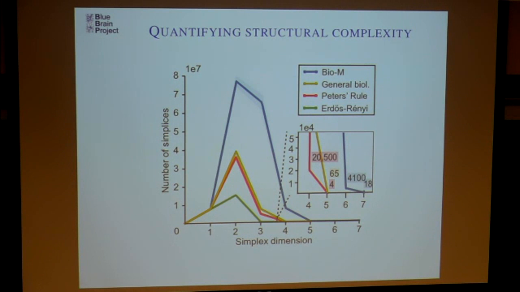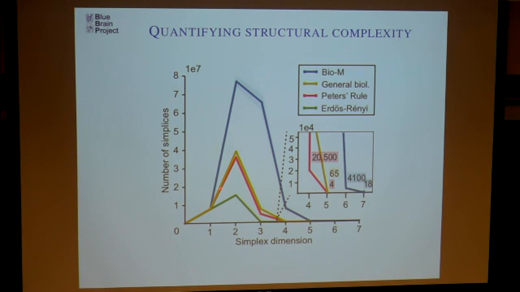And you say, OK, yeah, you have something like 15 million two simplices. But then it dies out almost completely. There are no four simplices. This really is zero. And three is pretty damn close to zero as well. So it's considerably less structurally organized than the Blue Brain microcircuit.